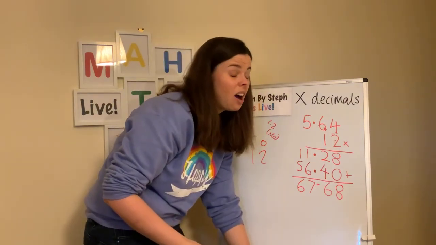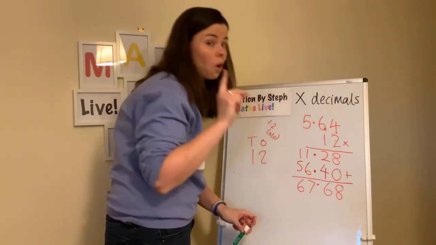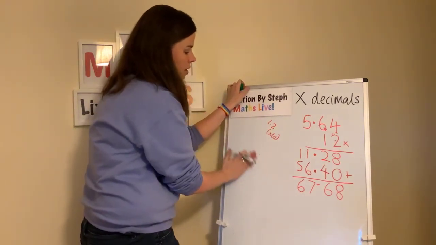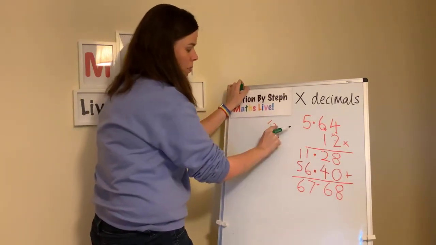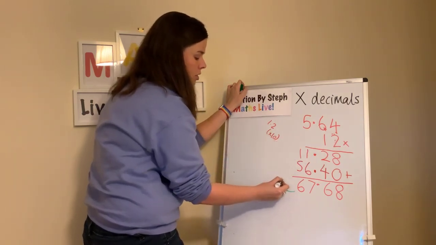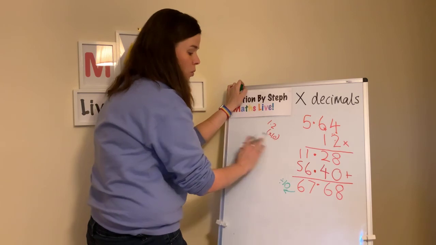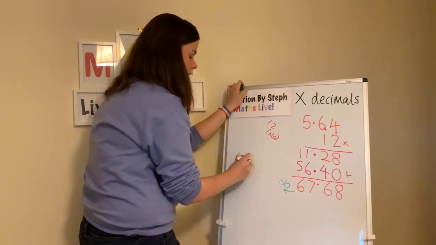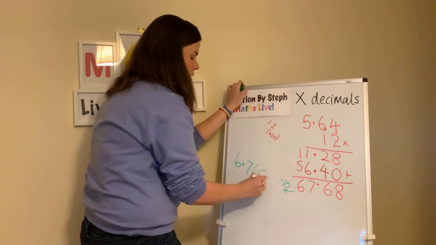We've worked very hard. There's one last thing we need to do. Because at the beginning, we changed our 1.2 into 12 by timesing it by 10. So what we need to do is to equal it out. We need to do the opposite and divide our answer by 10. So that's 6.768.